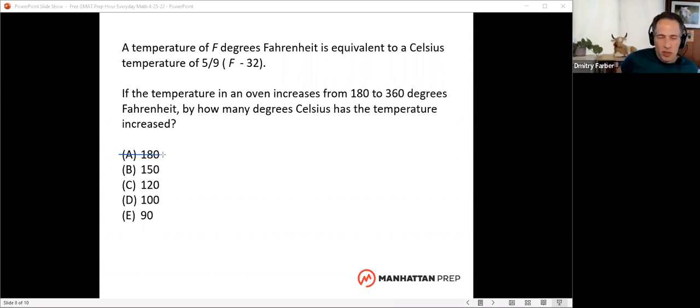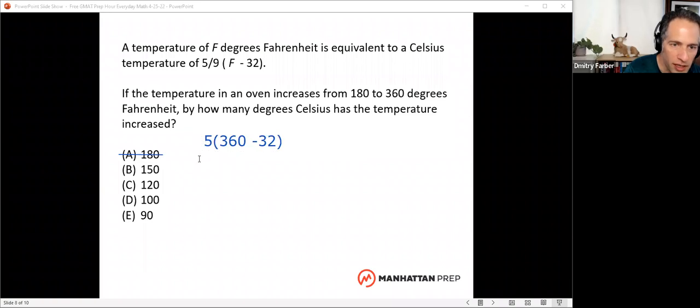Sometimes I'll look at a question and say there's really only one answer that makes a lot of sense if you just stop and consider what kind of number I want. You might ask, do I want my answer to be more than half, less than half, close to 180, far from 180? That's something to think about. So one thing I could certainly do is just apply the formula. I could say, okay, 360 Fahrenheit is going to be in Celsius 5/9 of 360 minus 32. But I don't have a calculator.